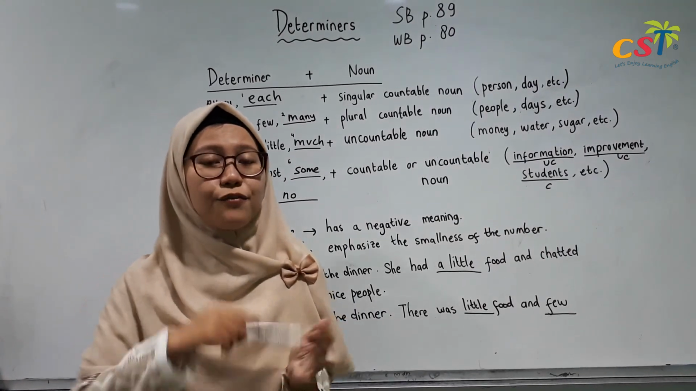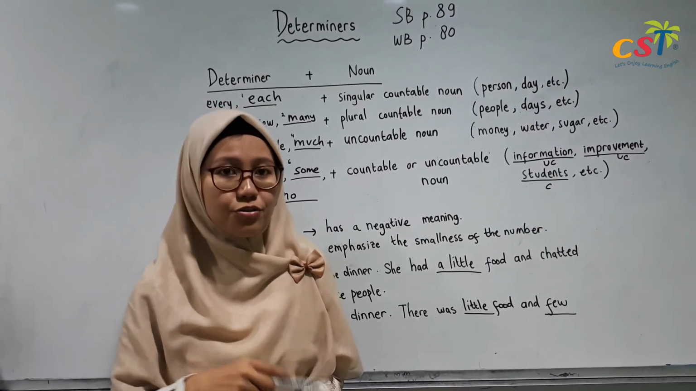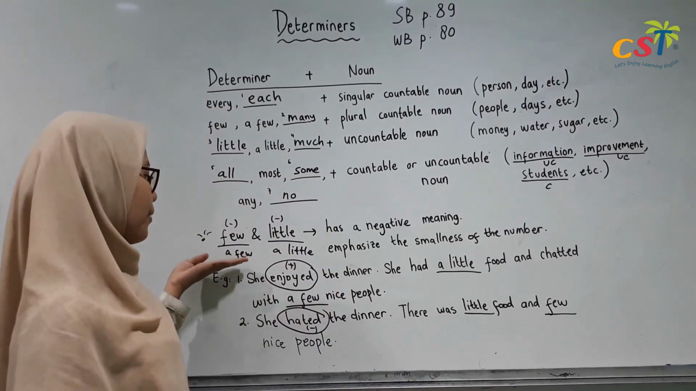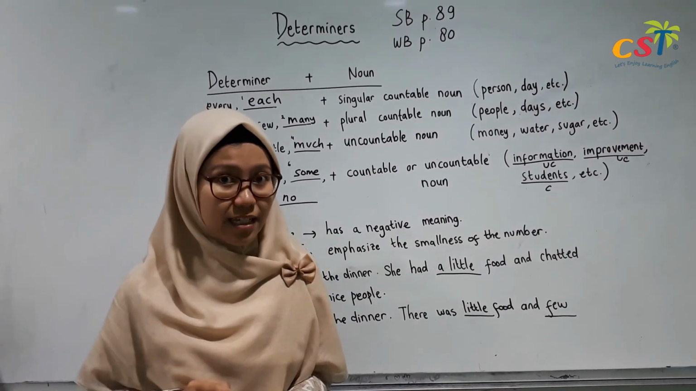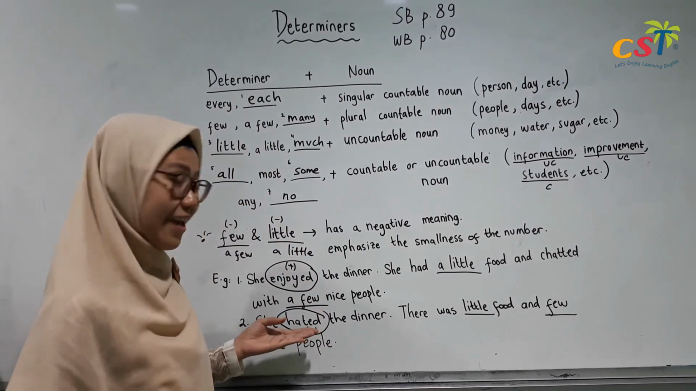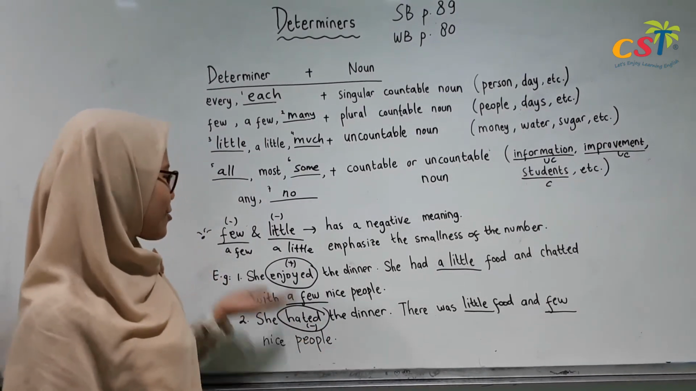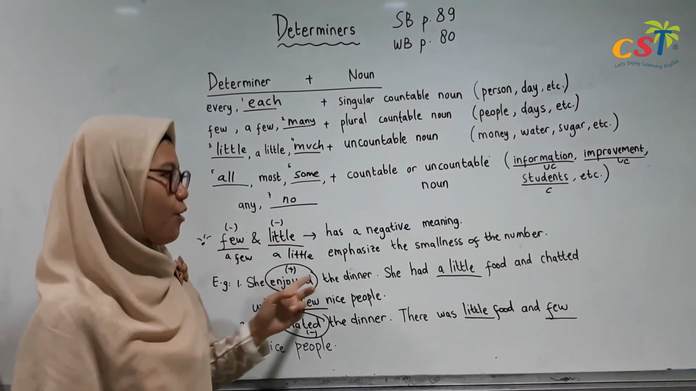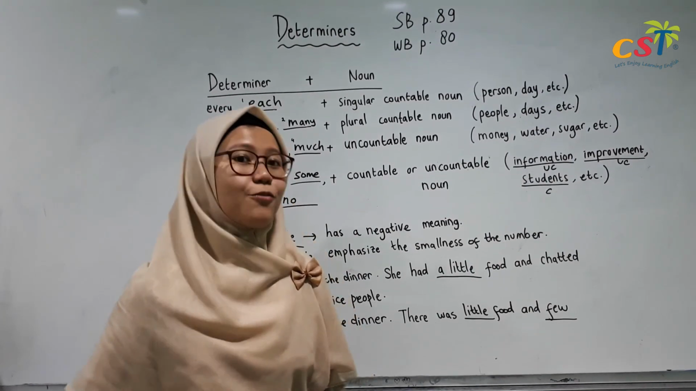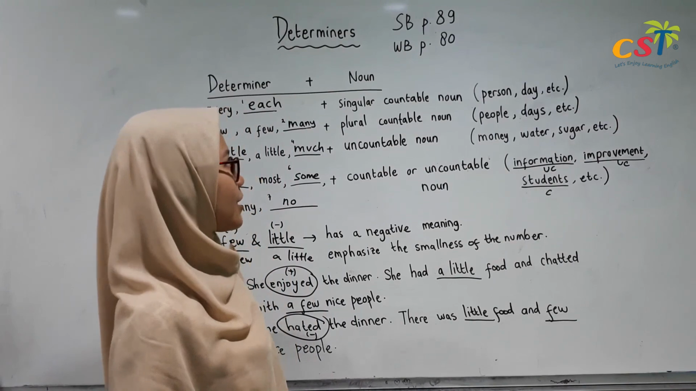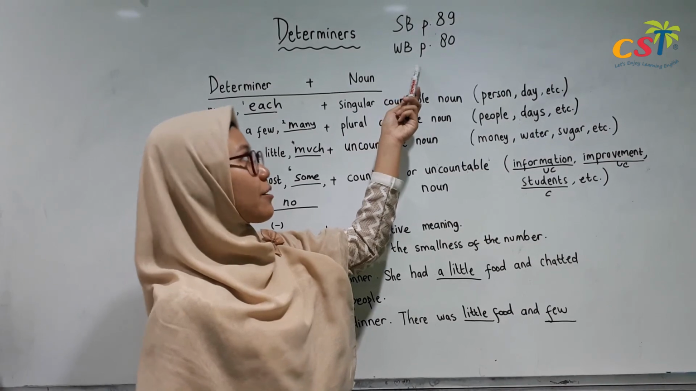You can take a look from the meaning of the sentences. If the sentence has positive or neutral meaning, please go on with a few or a little. But if you think that it has negative meaning, like the word hated, didn't like, and things like that, please use few and little to show a negative meaning. Okay, that's for the explanation. For the exercise, please complete the student book, page 89, and then continue with workbook, page 80.